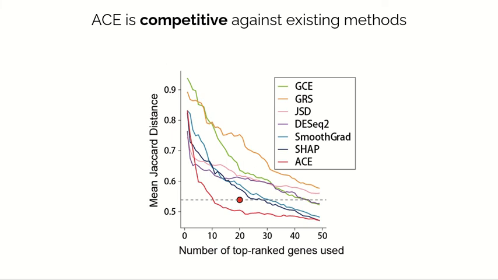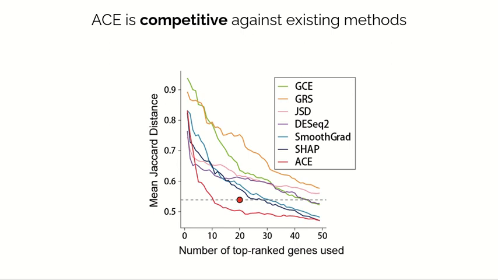We compare ACE against 6 other methodologically different baselines, each of which induces a ranking on genes in terms of group-specific importance, analogous to ACE. For example, DESeq2 is a representative statistical hypothesis testing method based on a negative binomial model. The Jensen-Shannon distance, or JSD, is a representative distribution distance-based method which quantifies the specificity of a gene to a cell type. The Global Counterfactual Explanation, or GCE, is a recently proposed comprehensive method that aims to identify consistent differences among all pairs of groups. The Gene Relevance Score, or GRS, is a gradient-based explanation method that aims to attribute a low-dimensional embedding back to the genes. And finally, SmoothGrad and SHAP are 2 representative feature attribution methods.